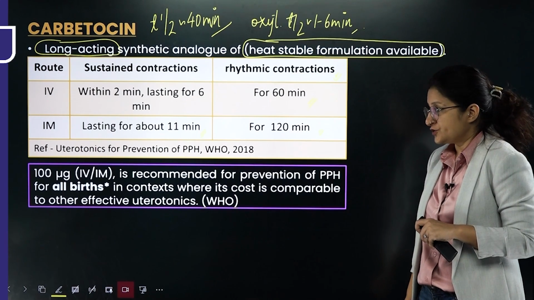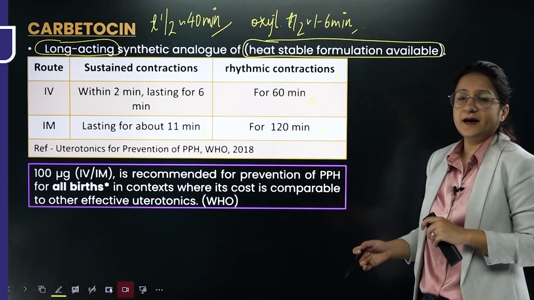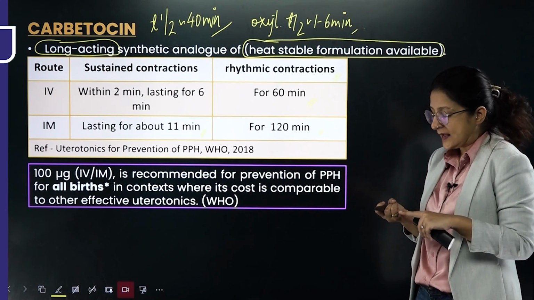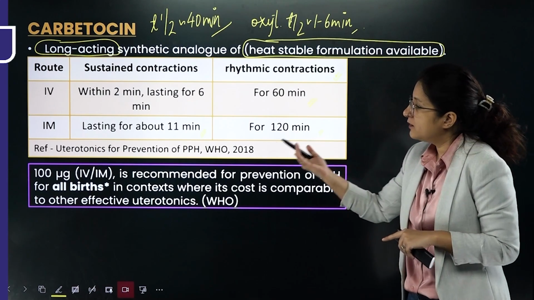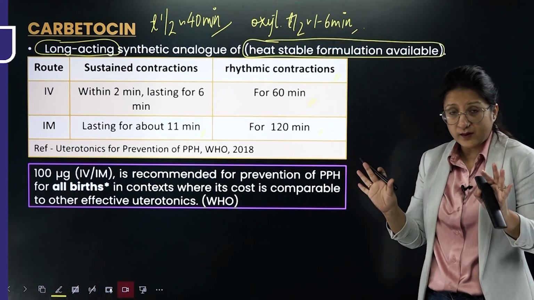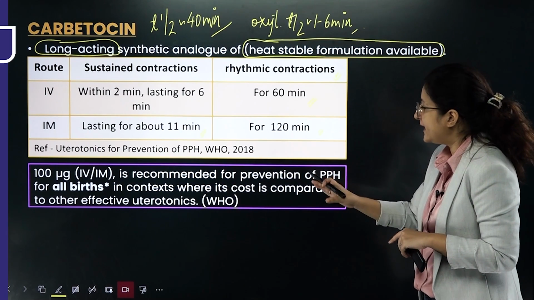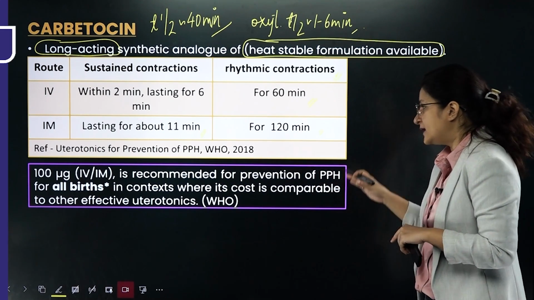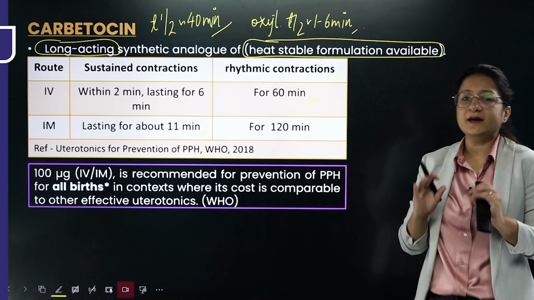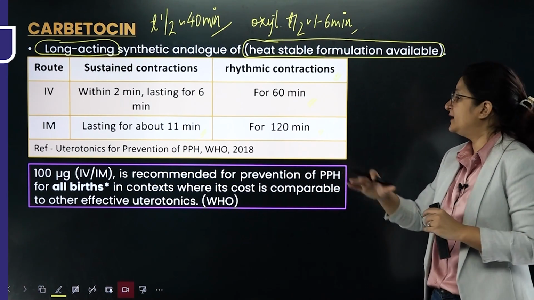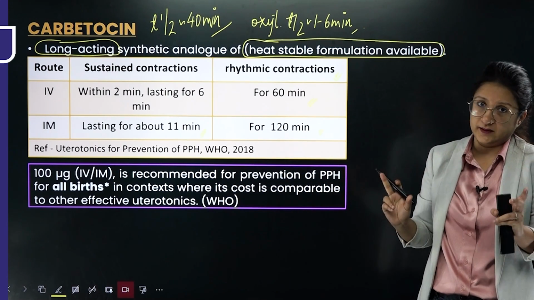Now, what are the advantages and what are the recommendations? Now, the WHO says that 100 micrograms of this carbetocin, IV or IM, is recommended for prevention of PPH for all births. All births meaning whether by vaginal, whether by cesarean section, in context where its cost is comparable to other effective uterotonics, meaning that as long as it can be made cost effective, it can be used, is recommended for prevention of PPH for all births, right?